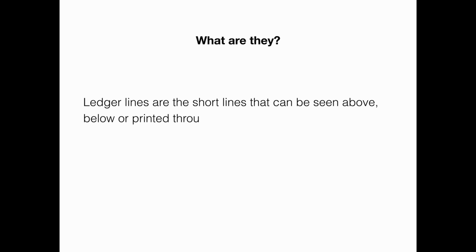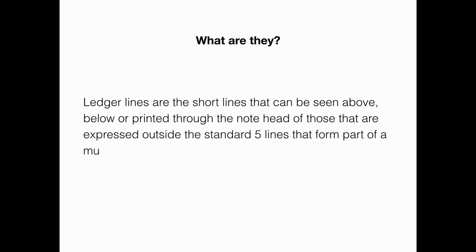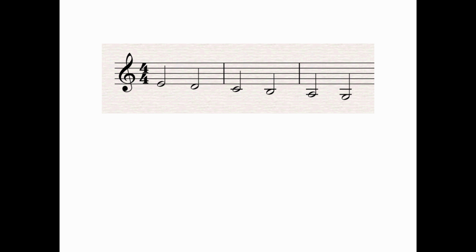So what are ledger lines? Ledger lines are the short lines that can be seen above, below, or printed through the note head of those notes that are expressed outside the standard 5 lines that form part of the musical staff. In order to help you to better understand this definition, we're going to look at some examples.